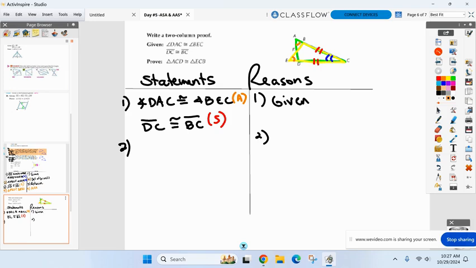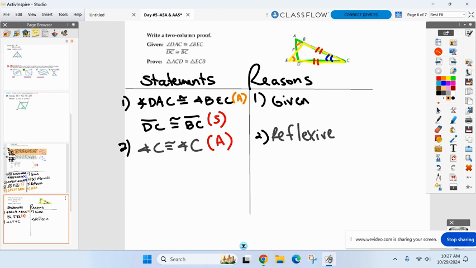Everyone see it right there? Angle C is shared in both triangles, so we can use it. As long as it's a full angle, we can count it. Angle C congruent to angle C. Whoa, the tough part hasn't even happened yet in this proof. So that gives me another pair of angles.